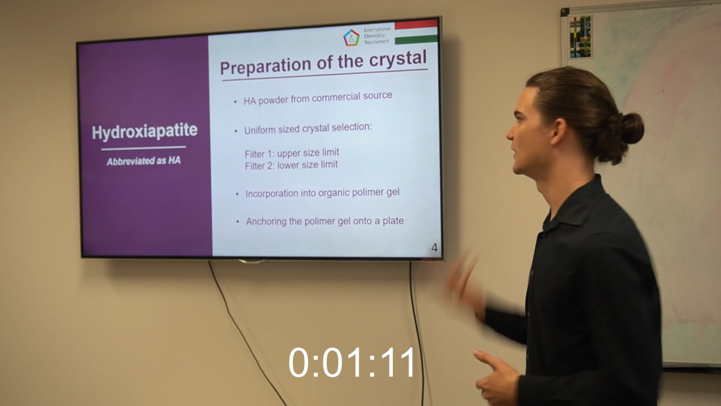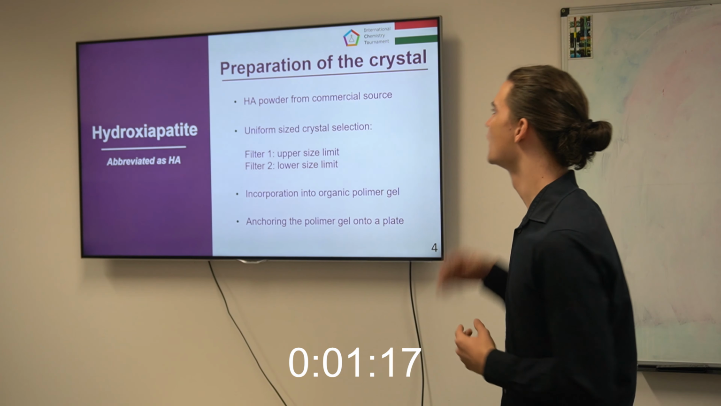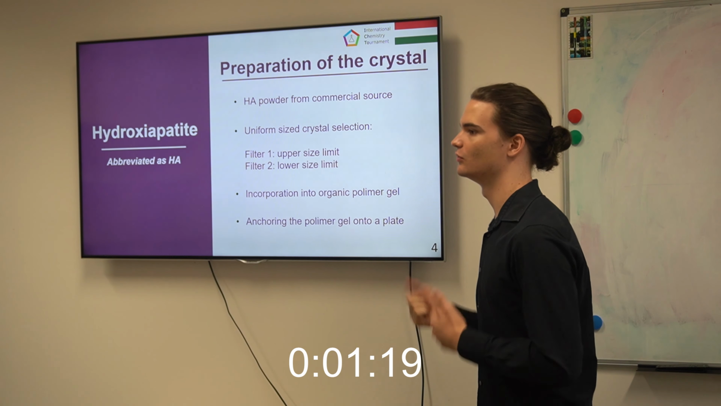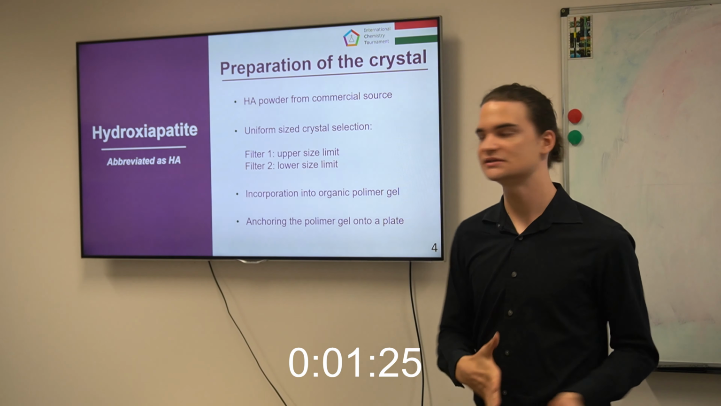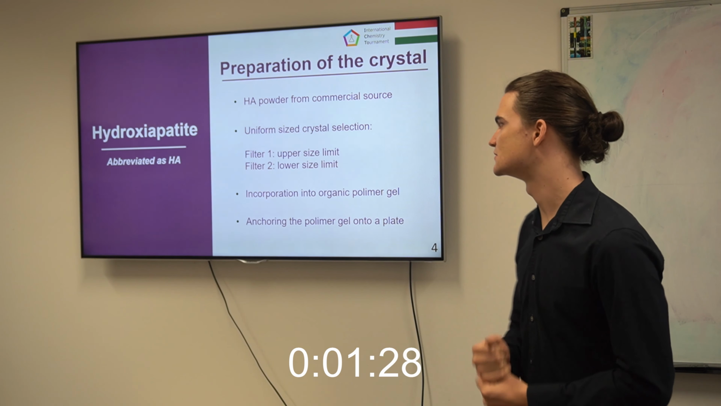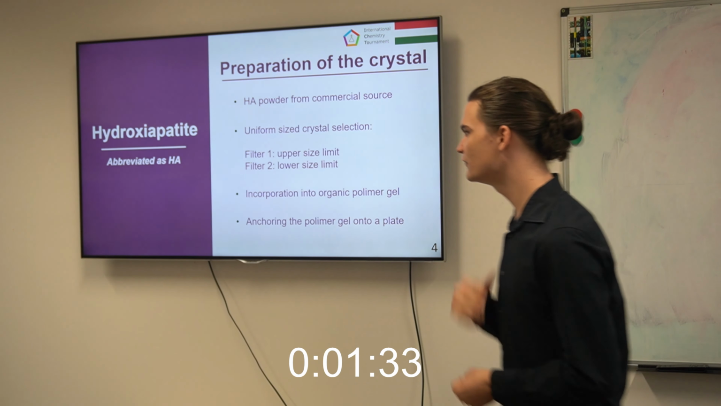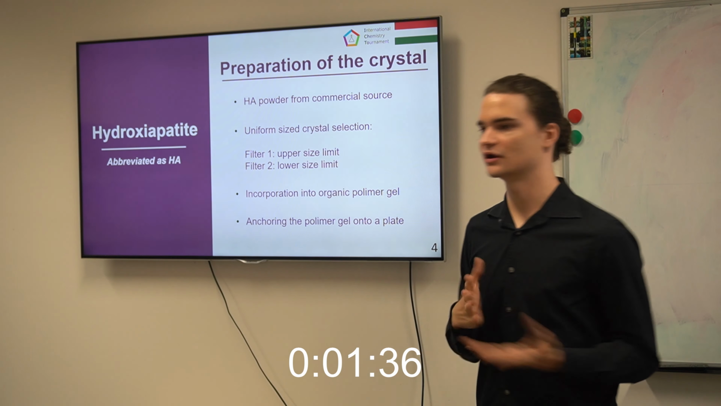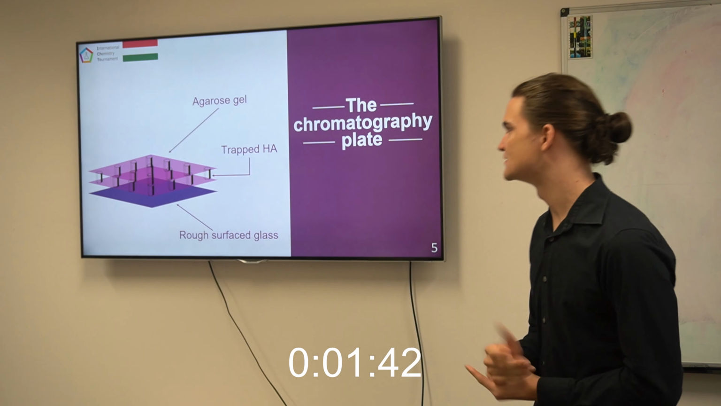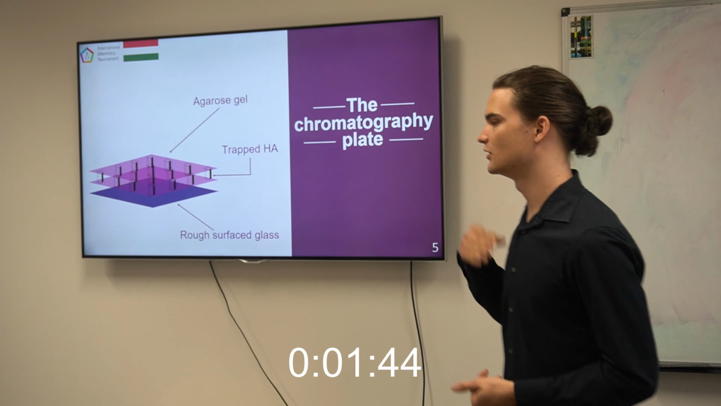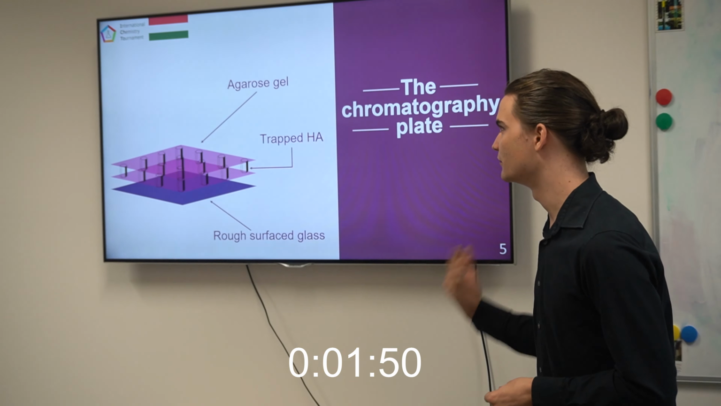So first we have to prepare our crystals, and hydroxyapatite, abbreviated as HA from now on, is available from commercial sources in a powder form. The first thing we have to do with this is to select uniform sized crystals, and it can be done easily using 2 filtration steps. Then we want to incorporate our crystals into an organic polymer gel that is uncorked onto a glass plate. And this is the so-called chromatographic plate because it's analogous to the stationary phase in liquid chromatography.